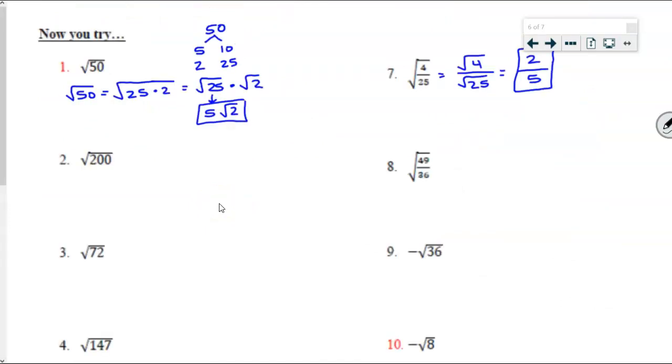Let's put it to practice here with number 2. What are the factors of 200? You can give me any factors. You don't have to give me the perfect square factors. So what are the factors of 200?